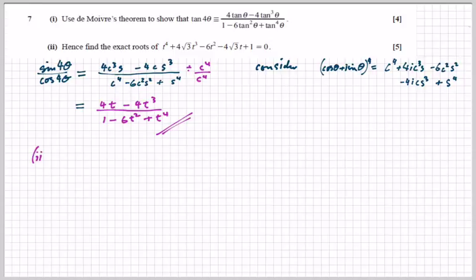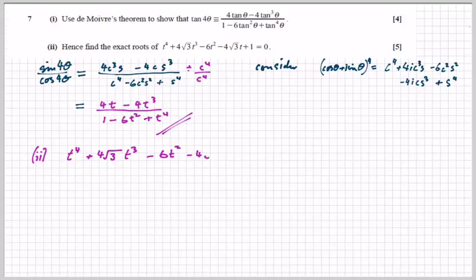Part 2. Okay, so this says find the exact roots. Now notice it's slightly different to questions we've done in class. It's a bit easier. It doesn't say find the exact values of the roots. It just says find the exact roots. So for part 2, we need to use part 1.